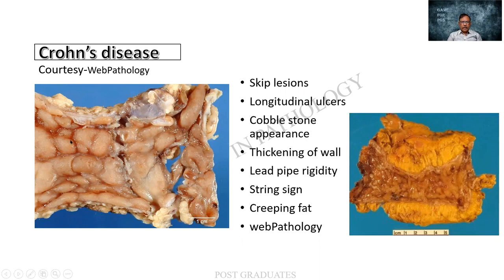A cobblestone appearance. So look at this one. The mucosa is appearing like pebbles. A classical cobblestone appearance can be made out. Thickening of the wall is seen in this as well as in the previous picture. A lead pipe rigidity, string sign, creeping fat, etc. Thanks to web pathology.